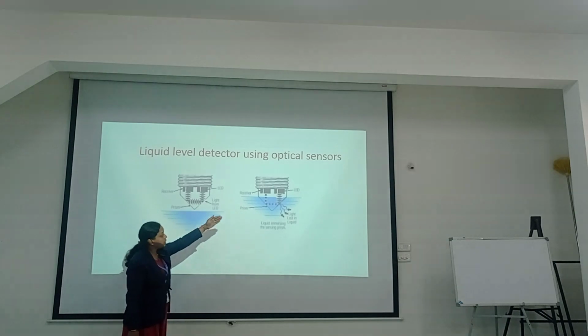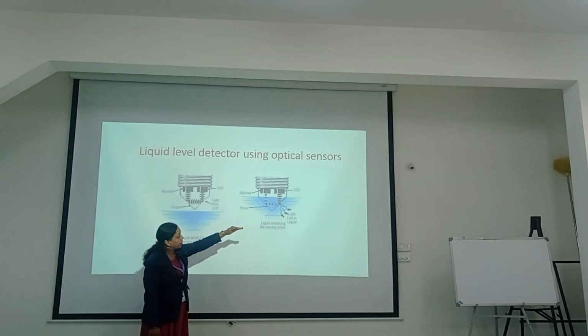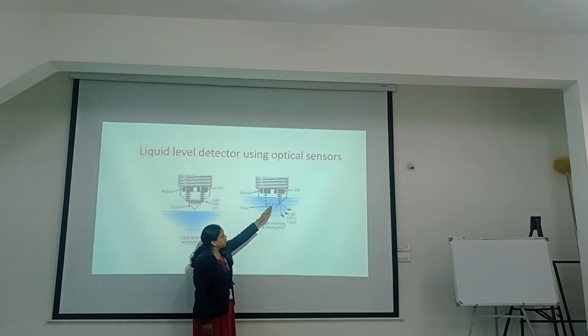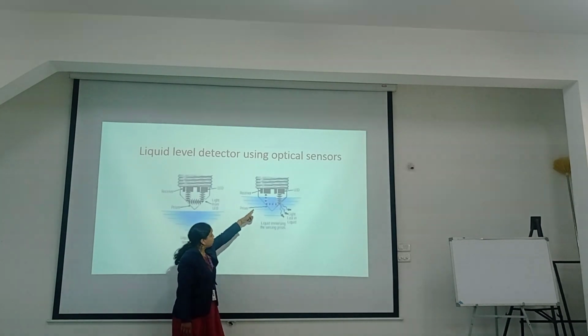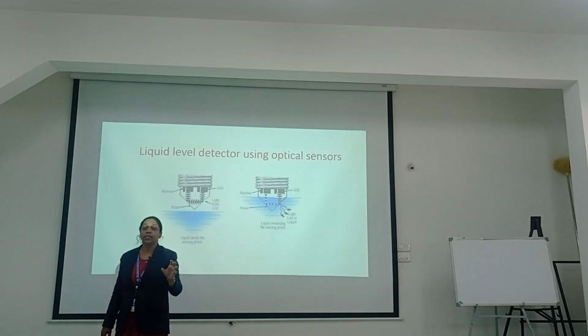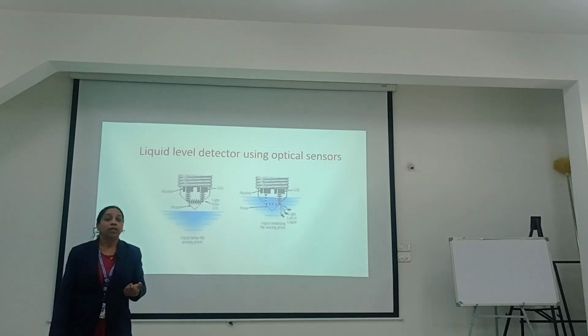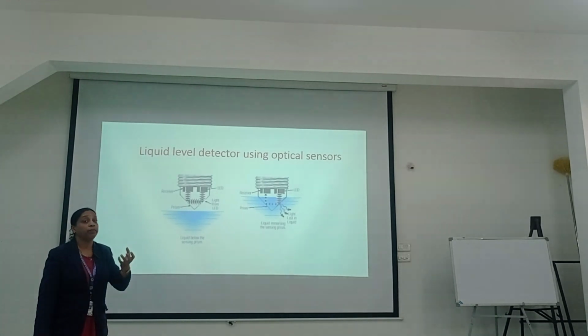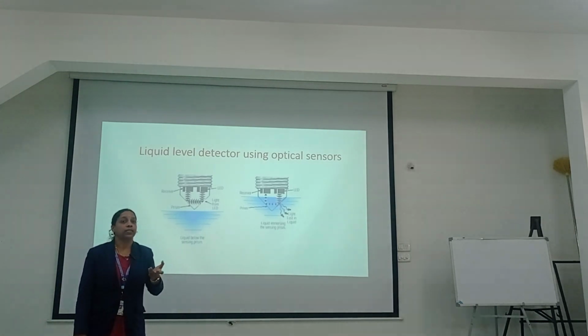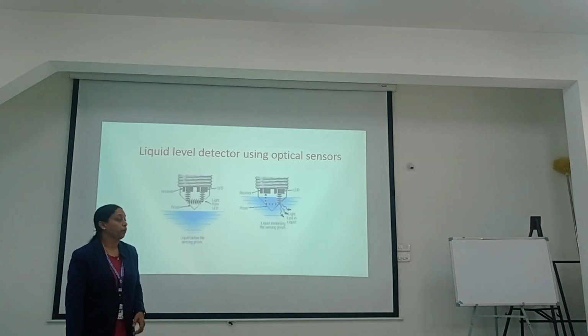But in the second diagram, you can see when the water level rises, the light emitted by the LED gets absorbed. Therefore, the intensity of the light going to the receiver decreases. So the output of the receiver will be less, indicating that there is a rise in the water level.